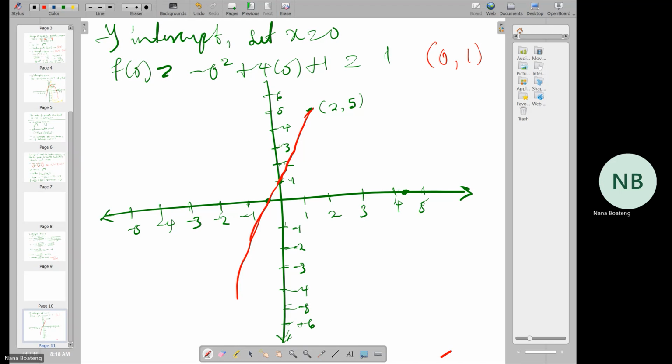So this is our parabola, and the axis of symmetry goes through the vertex point. x is equal to 2 is our axis of symmetry.